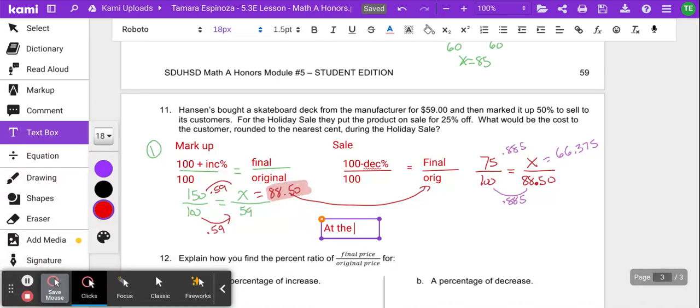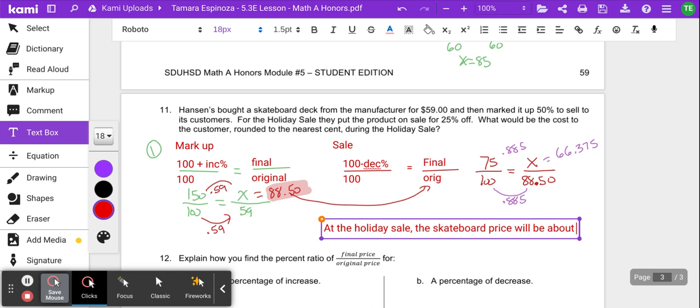At the holiday sale, the skateboard price will be about $66.38.